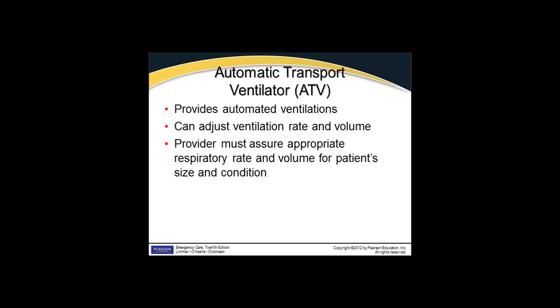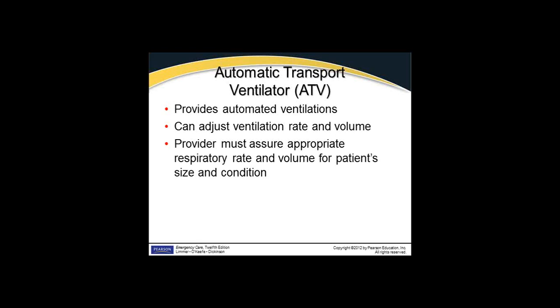Automatic transport ventilator. This provides some automated ventilations for your patient. You can usually adjust just a couple of little things such as the ventilatory rate and the volume. So you would come up with whatever the general tidal volume should be. And if you remember back to the beginning of the chapter, we said somewhere in the 5 to 7 cc's per kilogram range is what we're looking for.